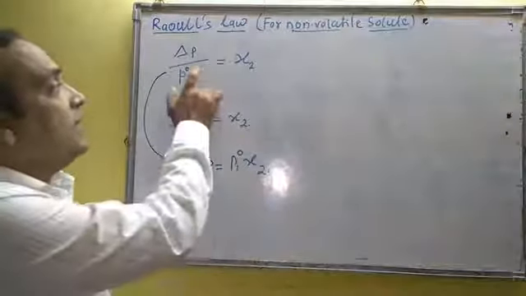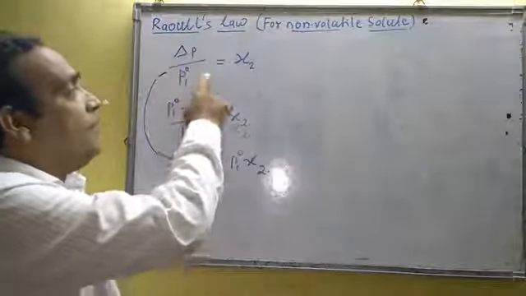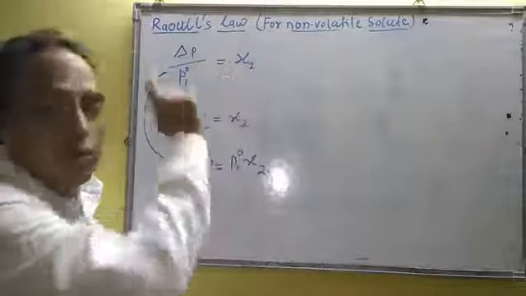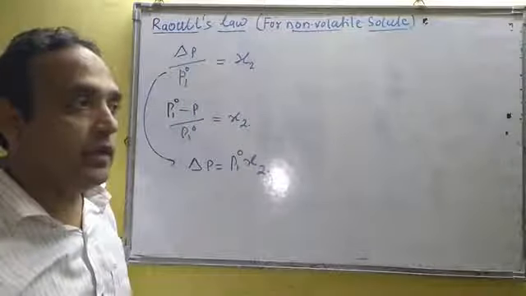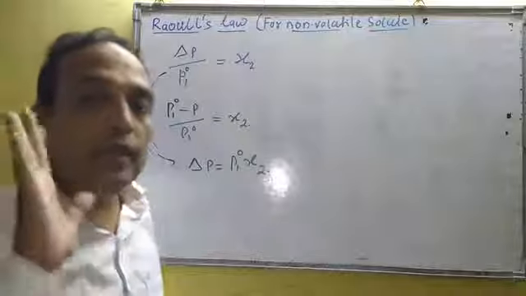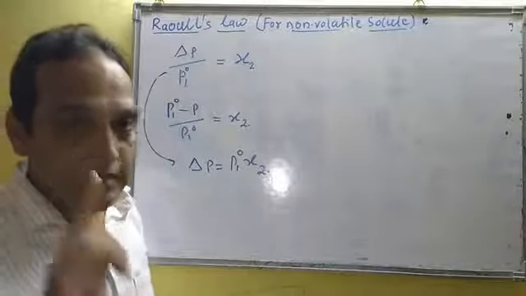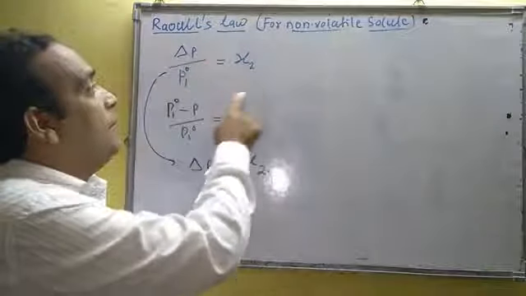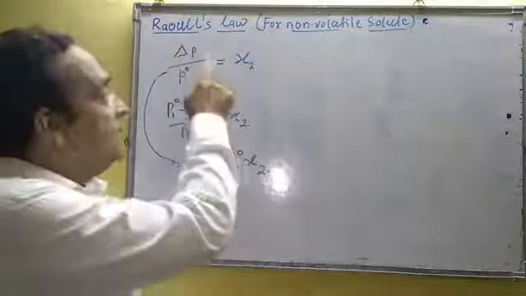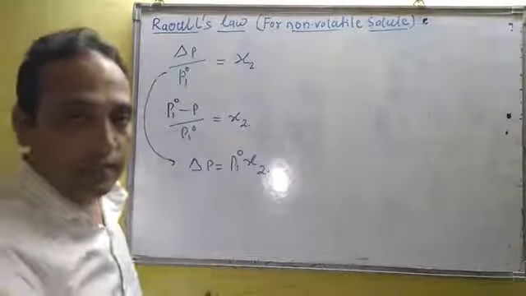Now, we have to study this statement. Relative lowering in vapor pressure of a dilute solution is equal to X2, and this law is called Raoult's law, and it is applicable to only dilute solution. Note down this point. Write the first statement and then write this mathematical expression. This one and this one. Okay, now note down this point.